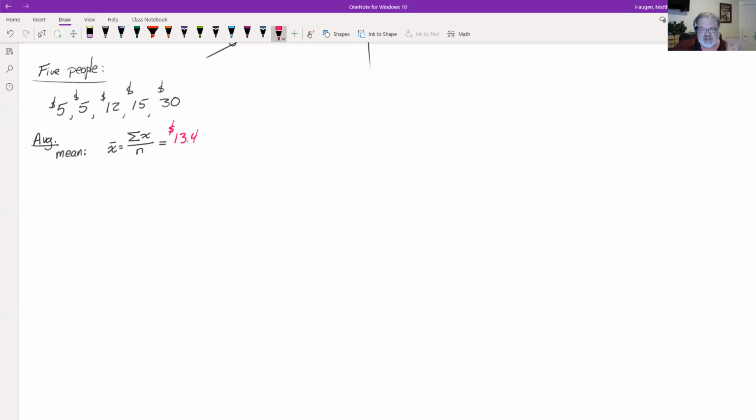There's a lot of different ways to answer that. It's not bad, but do notice it is larger than 3 of them, right? Why is that 13.4 larger than more than half of those people? And it's because of that 30, right? That 30 is pulling that average value away from the 12s and the 5s.